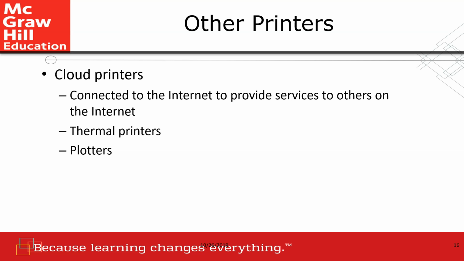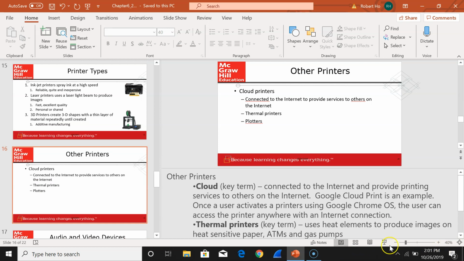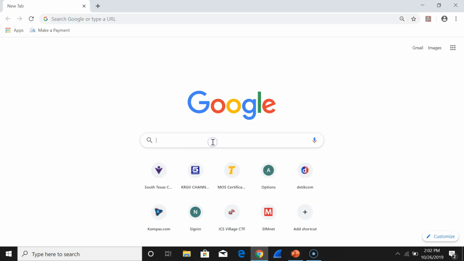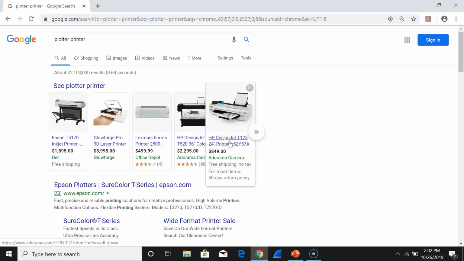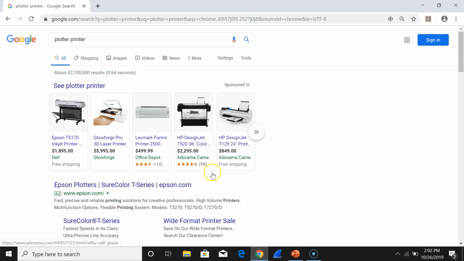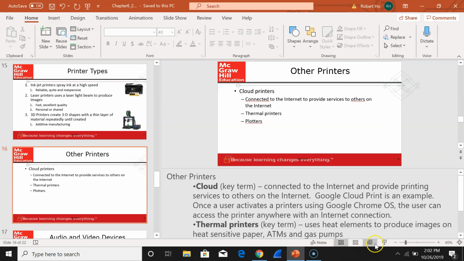Plotter is used by architects. If you want to print a big design of a house or a car, you may need to use a plotter printer. Let me show it to you in case you haven't seen this one. Here. So this is called a plotter printer. Notice that the price is very expensive, because mostly this is used by advertising agencies or marketing agencies. All right, let's move on to the next one.